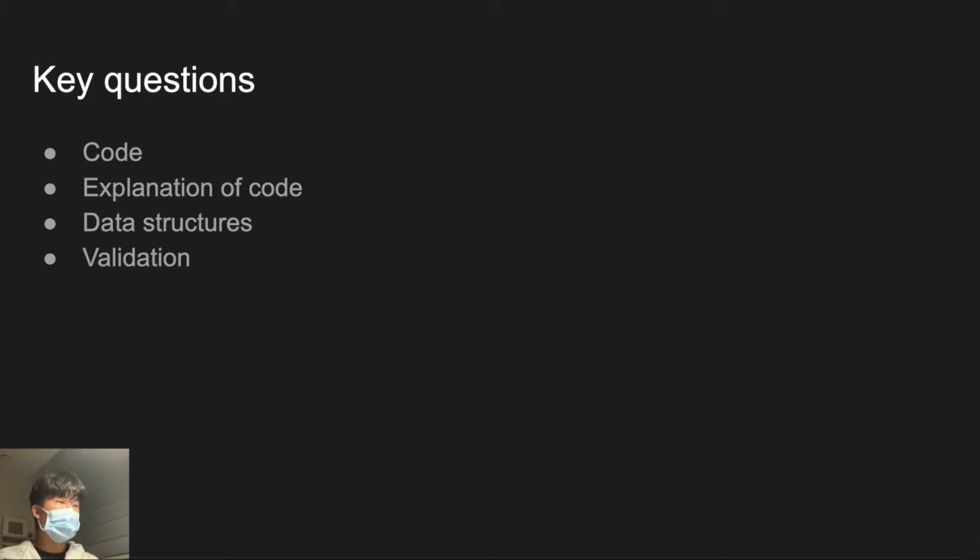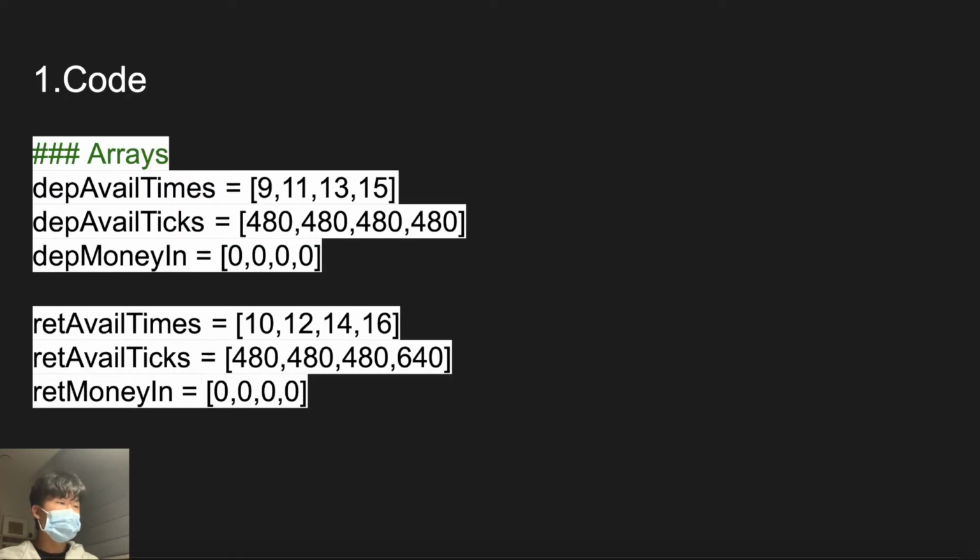So starting with code, I first declared 6 arrays. You declare 3 arrays for departure trains and 3 arrays for return trains. The first array is dep avail times, which means departure available times. For departure trains, this indicates the available times for each train. So 9 o'clock, 11 o'clock, 13 o'clock, and 15 o'clock trains are available for departure times according to the text.